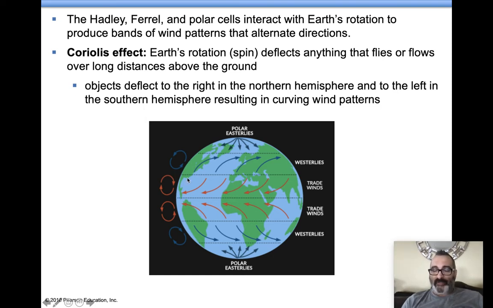Objects that are not connected to the Earth will be deflected as they are moving as a result of the Earth's spin. In the northern hemisphere, they are deflected towards the right. Imagine if you're moving this way, you're being deflected to the left. So in the southern hemisphere, things will be deflected to the left. In the northern hemisphere, things are deflected to the right, or clockwise versus counterclockwise. Those terms are sometimes used.